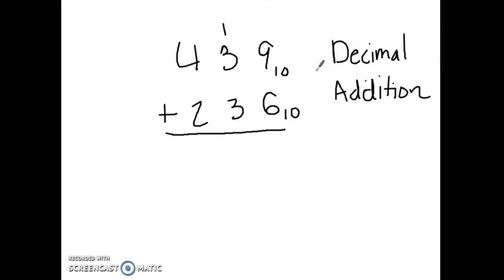15 minus 10 equals 5, so 10 and 5. And then we have 4 plus 3 is equal to 7. And then 4 plus 2 is equal to 6. So we have 675, a nice decimal number.